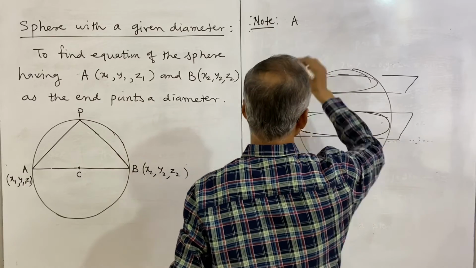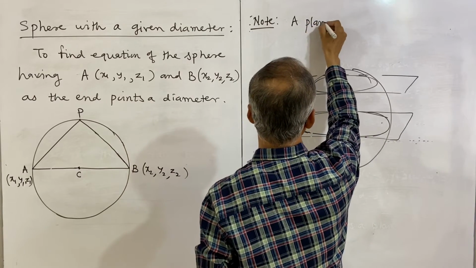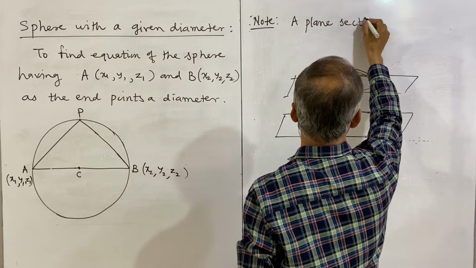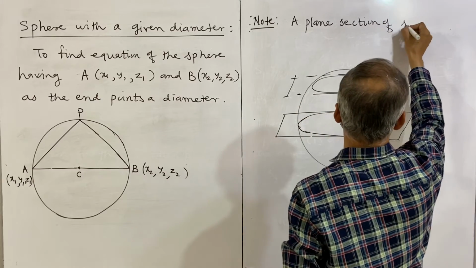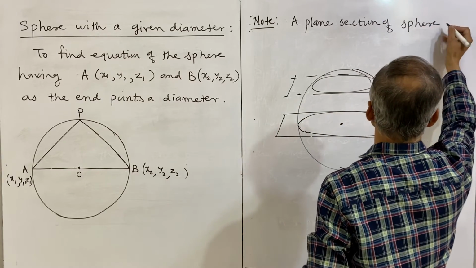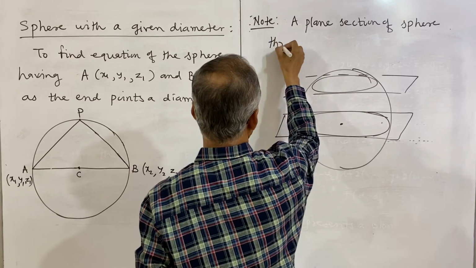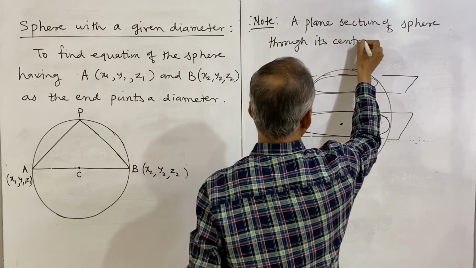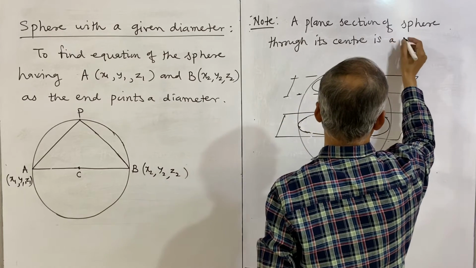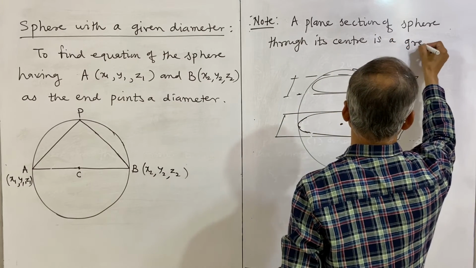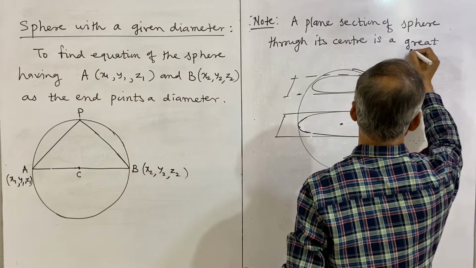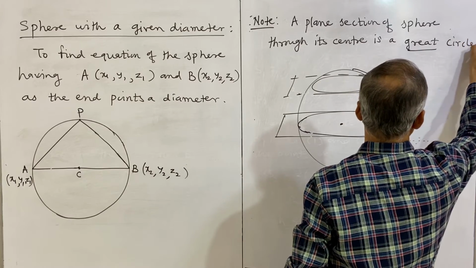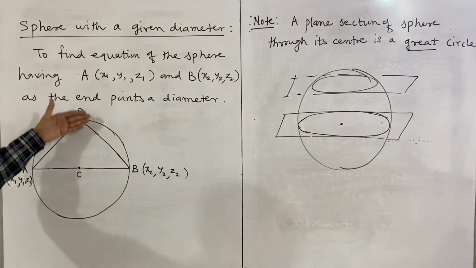A plane section of a sphere through its center is a circle which is known as a great circle. So we should note that what we have obtained here is a great circle.